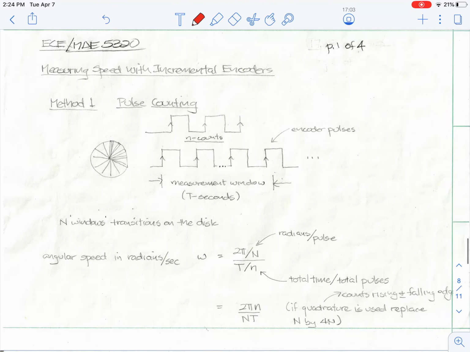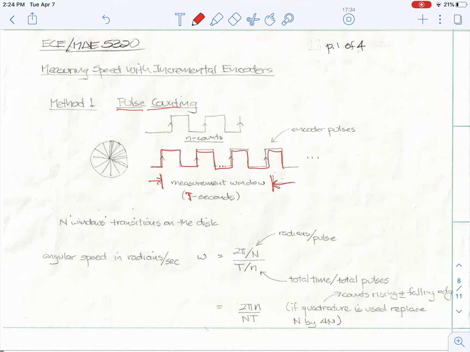Okay, I want to also talk about measuring speed with incremental encoders. There's a couple of methods which you can use. The first one is called pulse counting. So the encoder, as it's rotating, produces a pulse train like this, and then I just measure over some time t, and I determine how many pulses occurred in that.